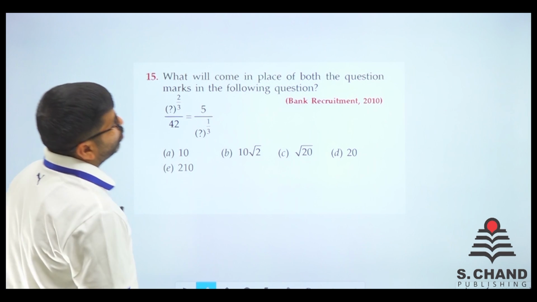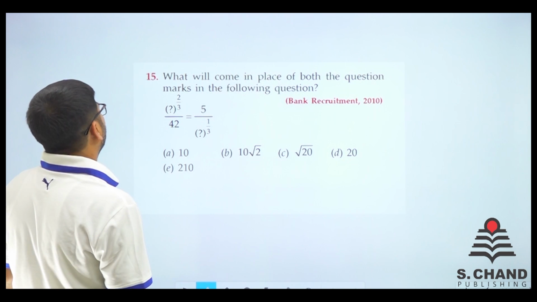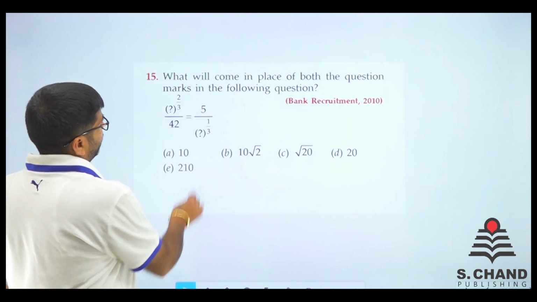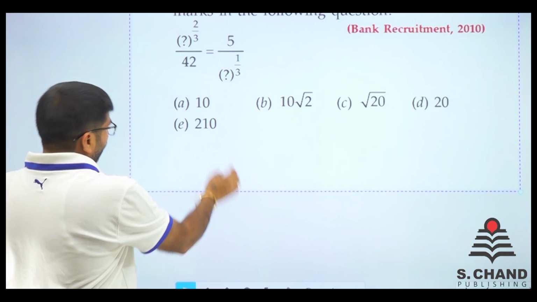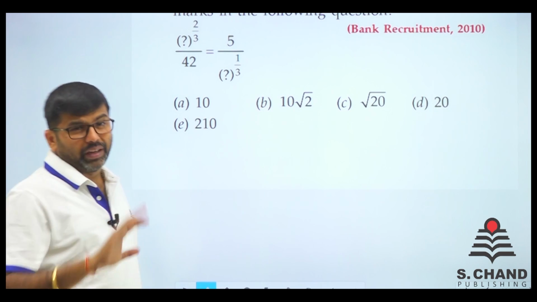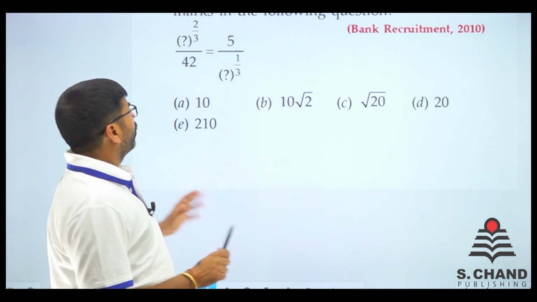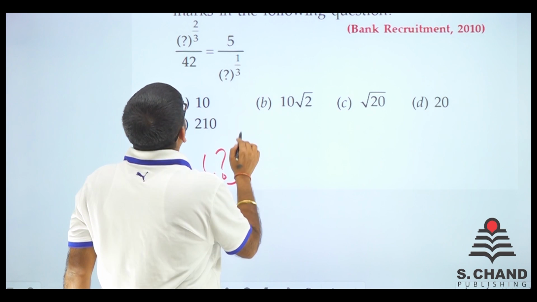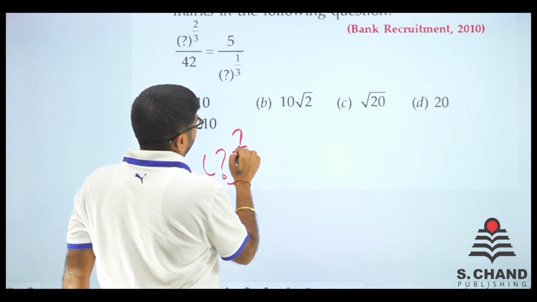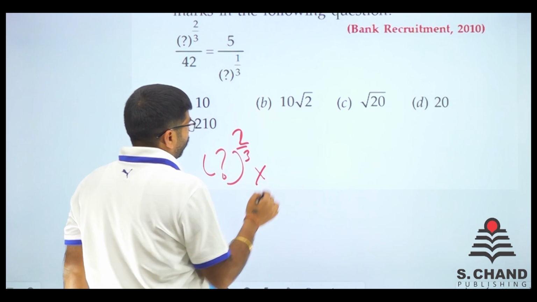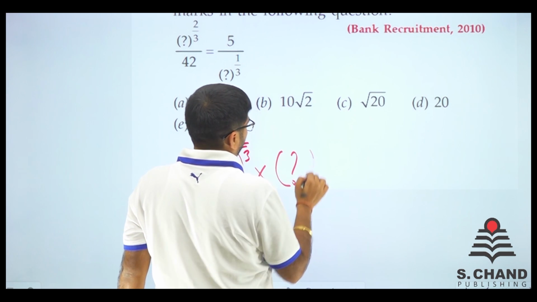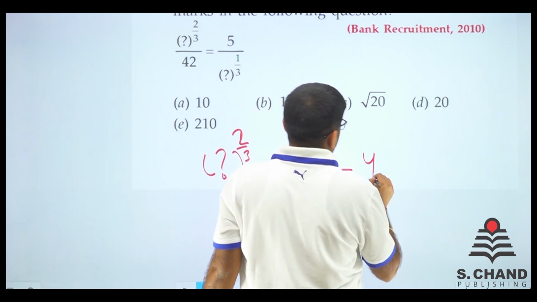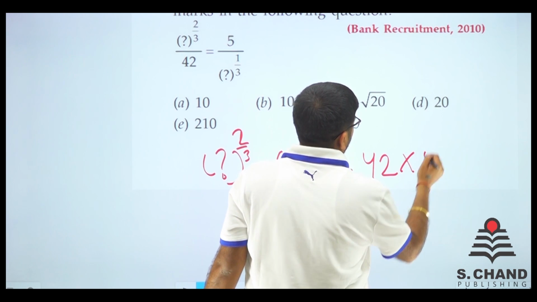Okay, so bank recruitment question number 15. What will be the value to put in the question marks? Let's see what we can do. I'll do just cross multiplication first. What we'll do is just cross multiply this. Question mark, 1 by 2 by 3 into question mark 1 by 3 is equal to 42 into 5, right?